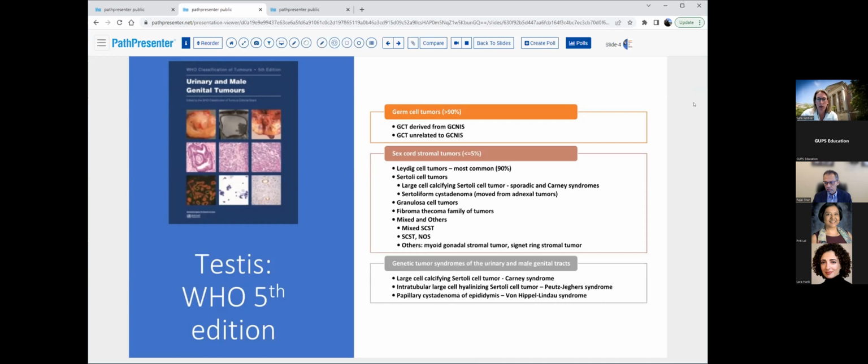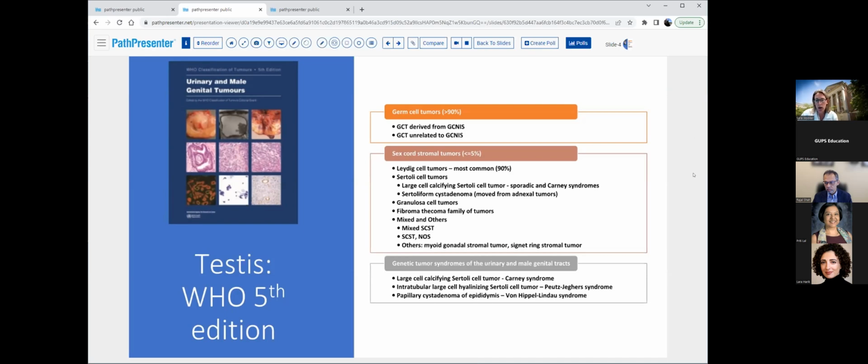So we're going to focus on the much less common category of sex cord stromal tumors, which are less than 5% of testicular tumors. This group includes Leydig cell tumors, which are the most common by far, with over 90% of sex cord stromal tumors representing Leydig cells. Sertoli cell tumors are the second most common, but overall very rare, and occupy less than 1% of all testicular tumors. We're discussing these today because they're interesting and they have a real range of morphologic patterns. But again, these are fairly rare.